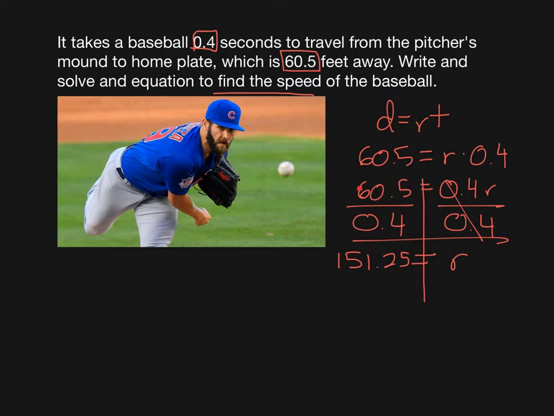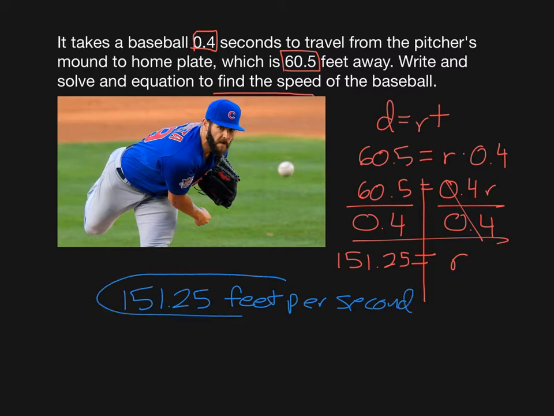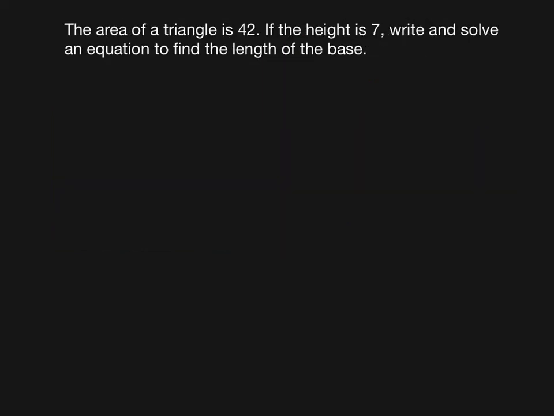Now once again, we have to look at what we're working with here. We divided the amount of feet, 60.5 feet, by the number of seconds, 0.4. So our answer here is going to be 151.25 feet per second. So every second, that baseball would travel 151.25 feet.